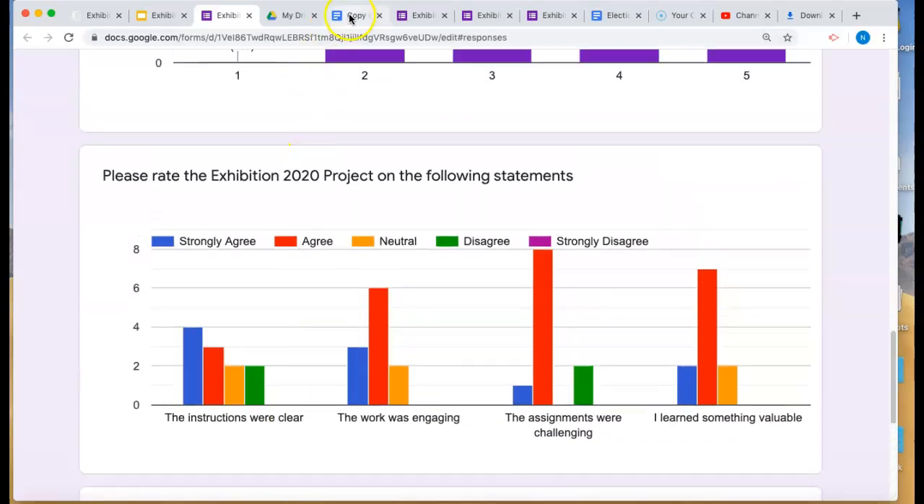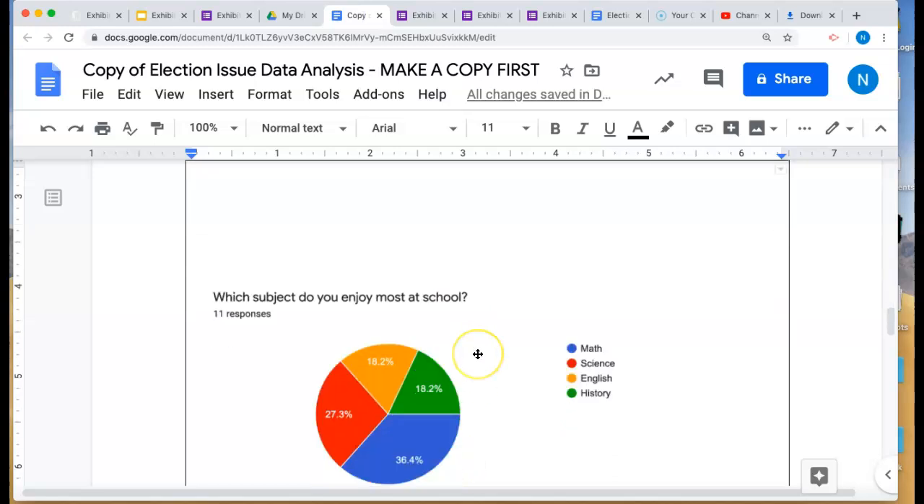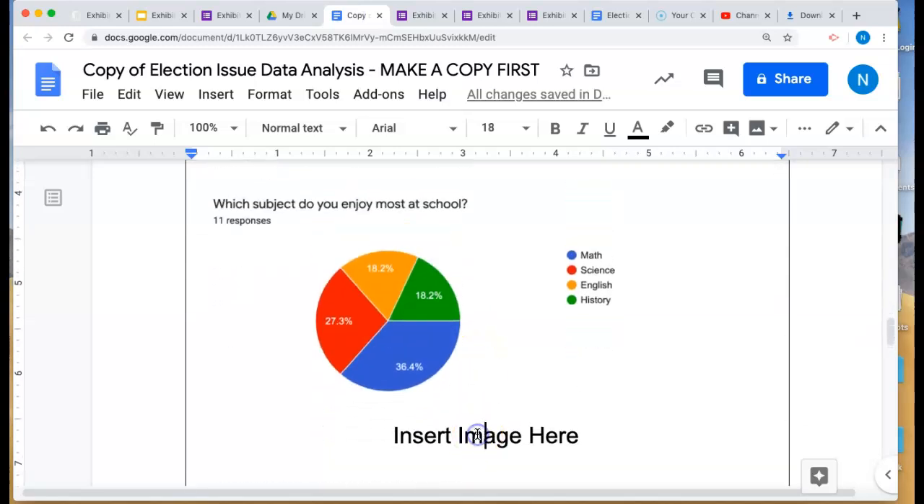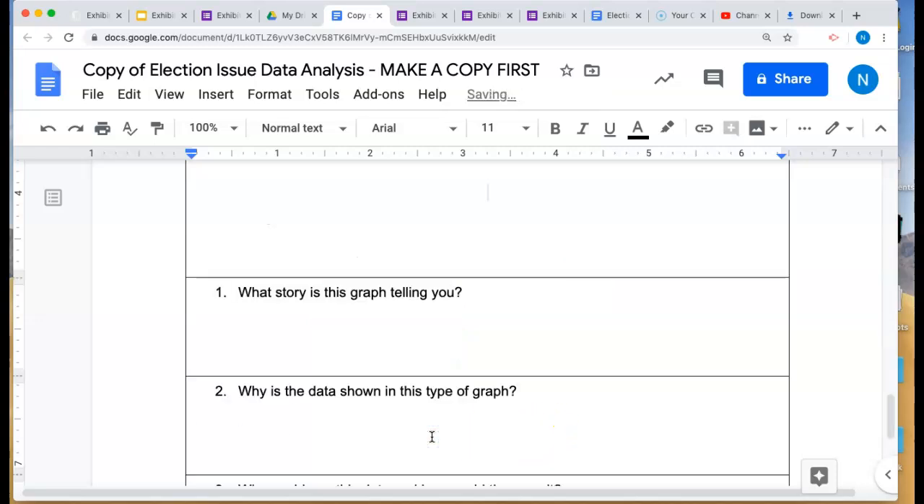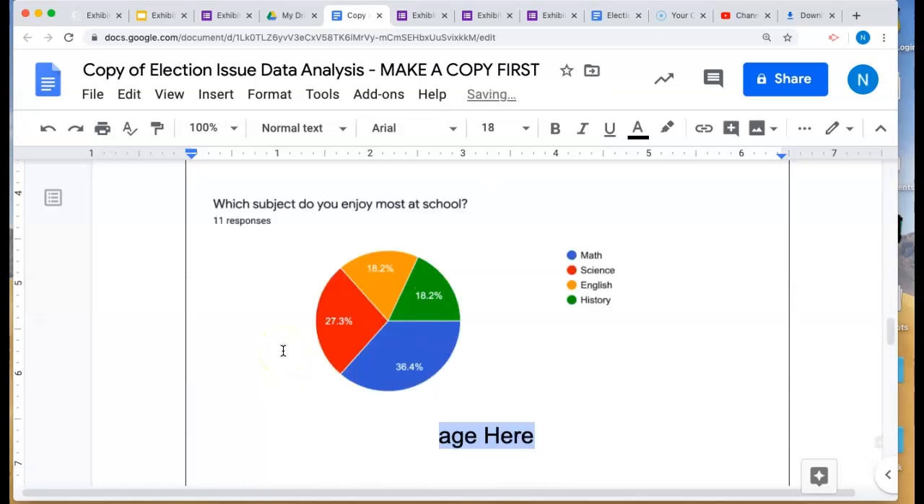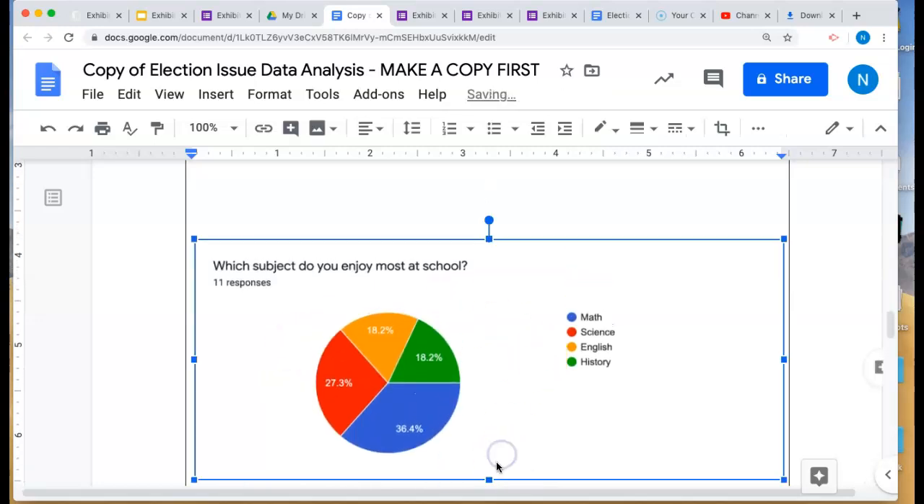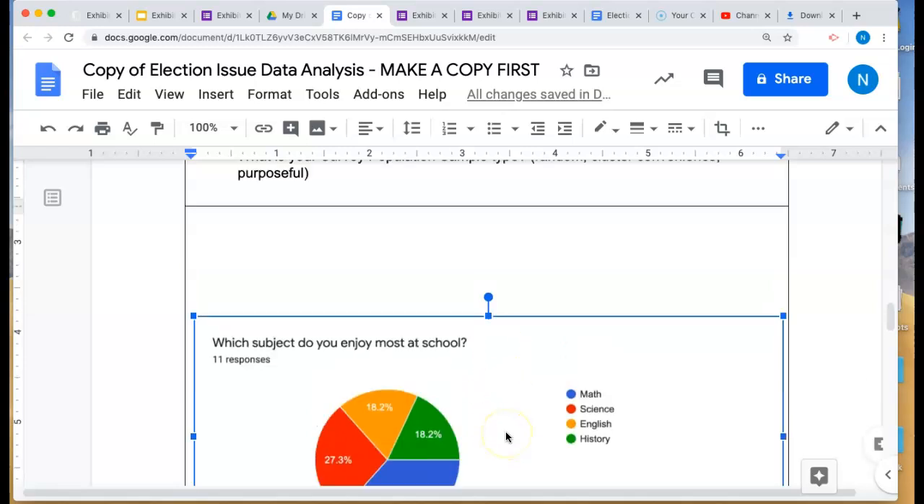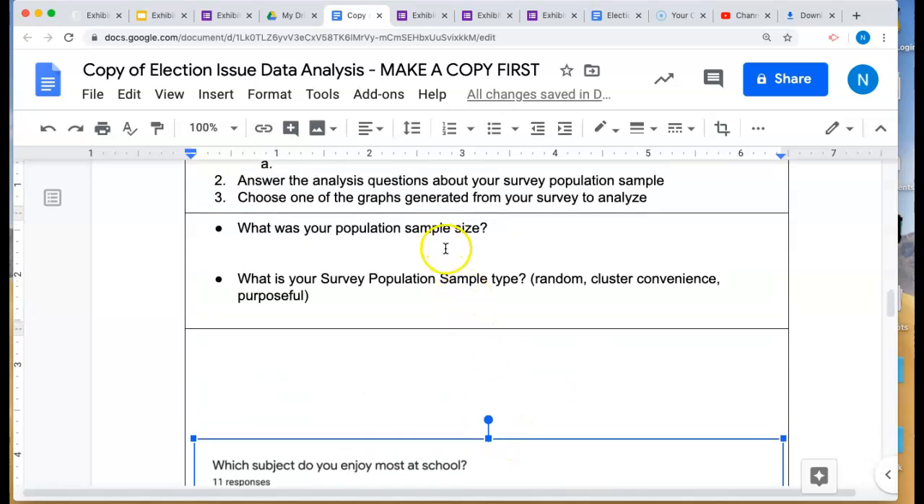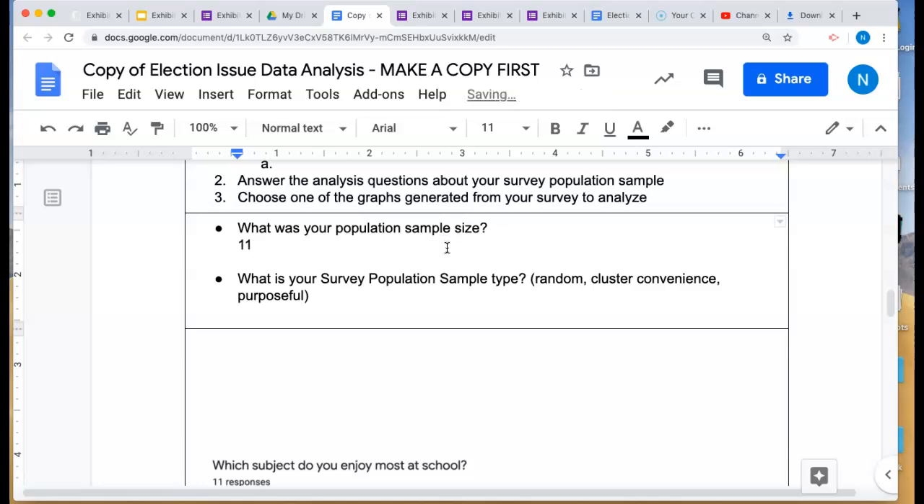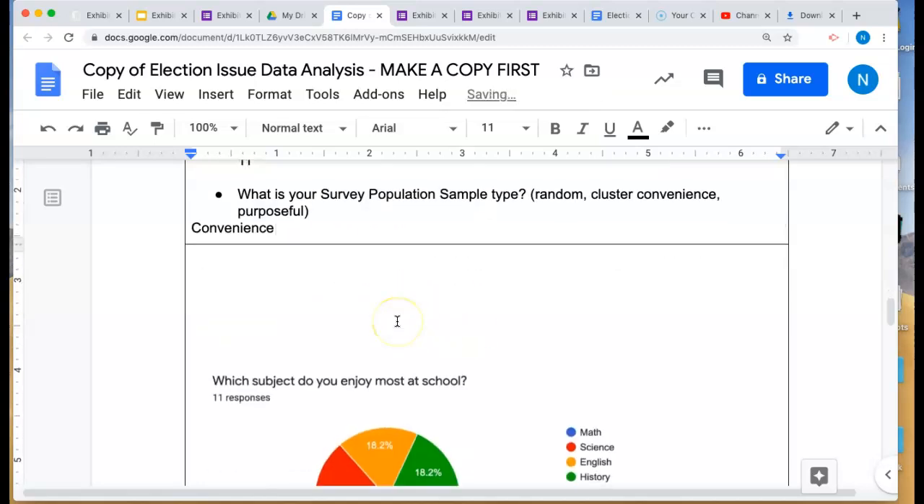So let's go back to our survey analysis. So you can see here it's done thinking, it inserted our image. You can just delete that. Didn't mean to do that. Command Z. So you have your image for the pie chart that you're choosing. What was your population sample size? Again, that was 11. What was my population sample type? Well, that was convenience. I just used the most convenient people. I spelled it wrong, convenience.